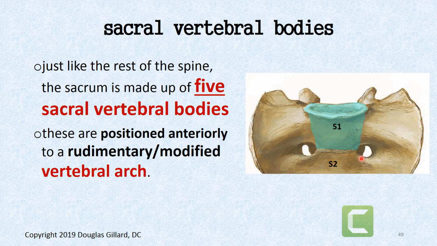Okay, sacrovertebral bodies. Just like the rest of the spine, the sacrum is originally made up of vertebral bodies. I mean, it's a modified vertebra is what the sacrum is, and there are 5 of them. I showed 2 here on this picture. There is the sacrovertebral body of S1, and there's a posterior arch. It's kind of weird looking on the back, we'll look at that in a minute. S2 would be here; 3, 4, and 5 would be down below.